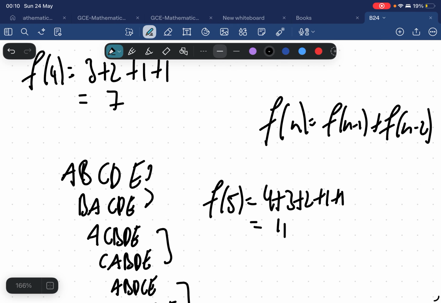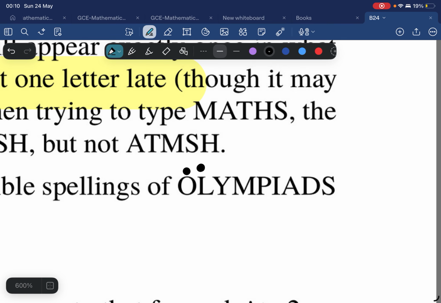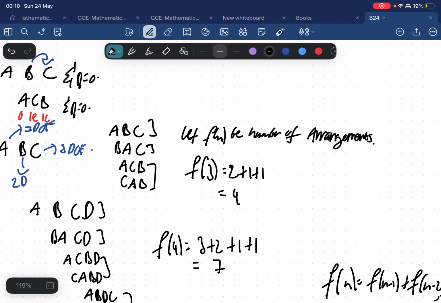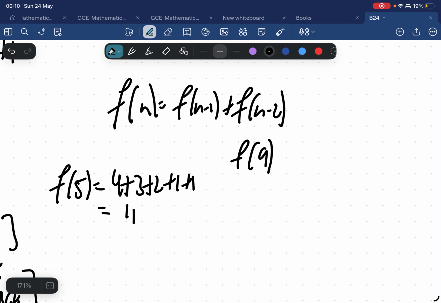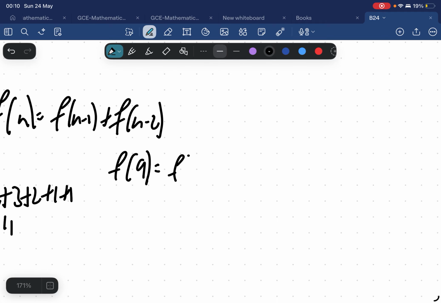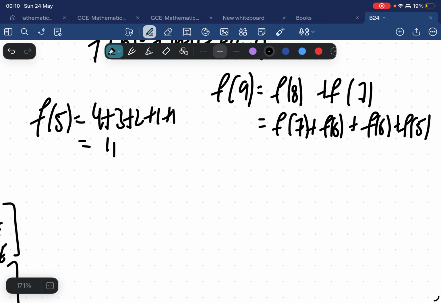But so yeah, if you want to try, how many is this? So we have 1, 2, 3, 4, 5, 6, 7, 8, 9. So we have f(9). f(9) is equal to f(8) plus f(7). It's equal to f(7) plus f(6) plus f(6) plus f(5). And what do we know? We know f(5), right? Yes.